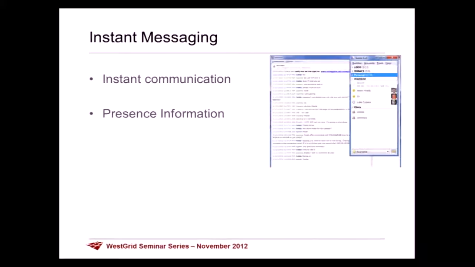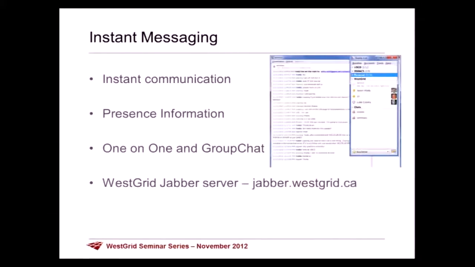It also provides presence information, so you don't have to waste time trying to contact a user. The presence information will give data about whether the user is available, whether they're online, and whether you can communicate with them at that time. Very useful information. It provides one-on-one and group chat communications in an instant fashion. So to provide this service, WestGrid operates a Jabber server that is available to any researcher. They can sign up, manage their own rosters, contacts, and their own chat rooms.